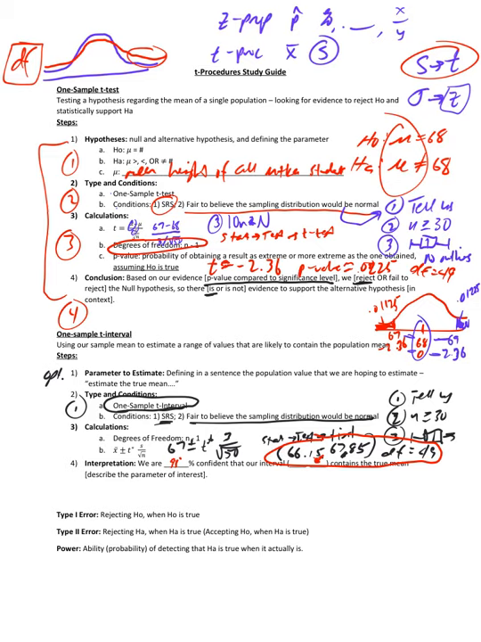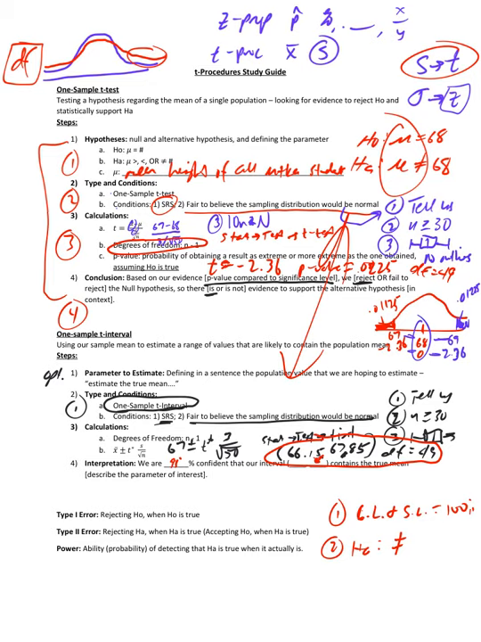One thing we can do now, because this follows the two rules for comparing an interval to a test, the two rules being that the confidence level and significance level add up to 100%, and that our HA is not equal to. If we follow those two rules, then we can actually use the interval to answer a question about the test or vice versa.